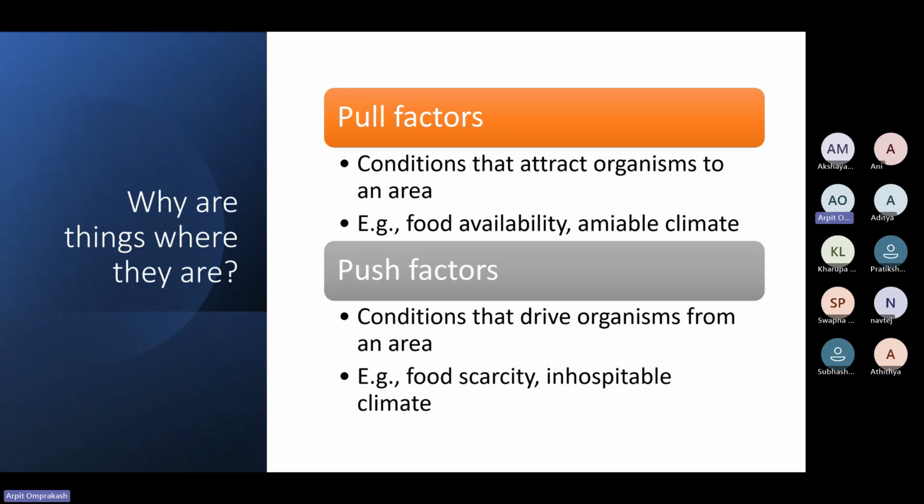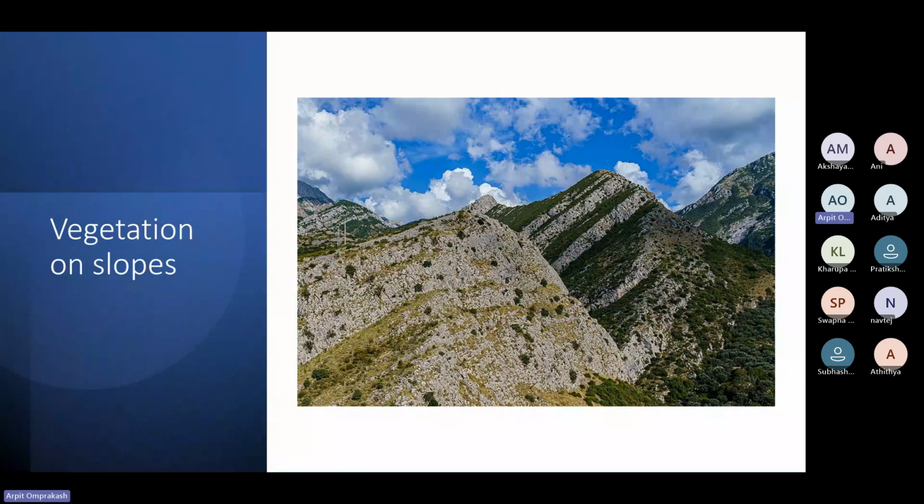So these are two ways in which we define factors, as pull factors or push factors. For example, if we are analyzing this situation where we have a mountain slope here, on this back mountain we see that some slopes, basically these areas, have a lot of trees, or shrubs or whatever vegetation. But the other area, this white area on the other side of the slope, does not have anything. So what might be the cause of this?